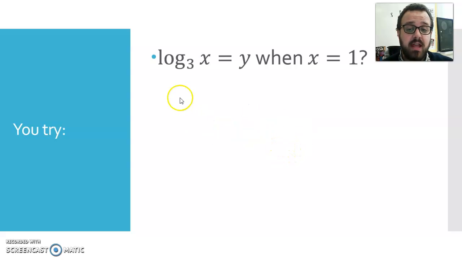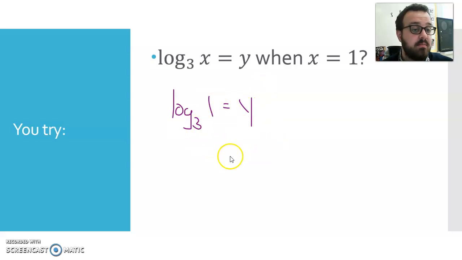All right, so hopefully you came back. Let's go ahead and talk about this one. So the log base 3 of 1 equals y. And so my question is, 3 to what power will give me 1? And the answer to that actually is 0. So y would equal 0.